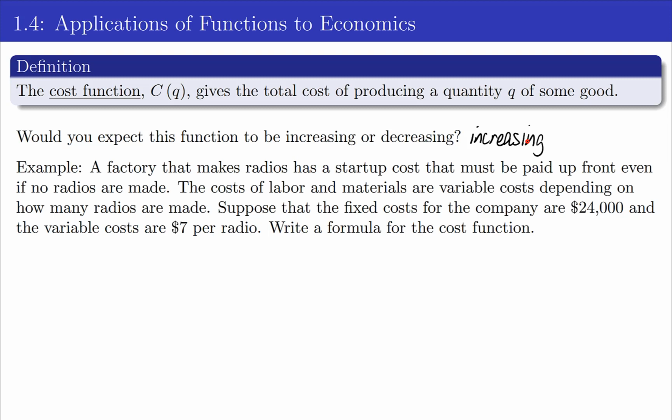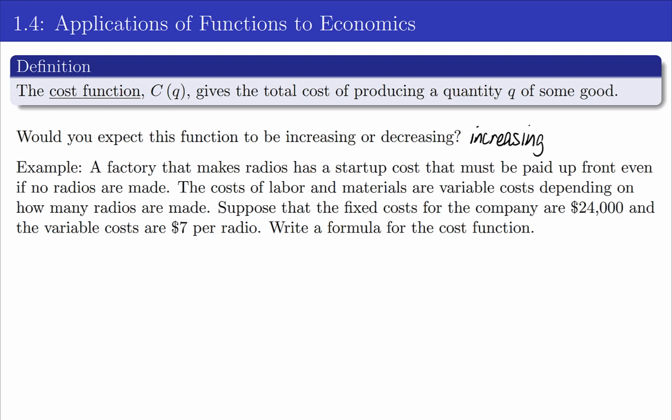Here's a starting example. A factory that makes radios has a startup cost that you have to pay no matter what. This is the case for most things that you begin. You have to pay some sort of money up front. And then you have other costs: labor, materials, different things like that. These are what we call variable costs. These costs will occur per radio instead of being something you have to pay no matter what. So let's suppose that we have the fixed costs being $24,000 for this company, and then the variable cost would be $7 per radio. We want to write a formula for the cost function.